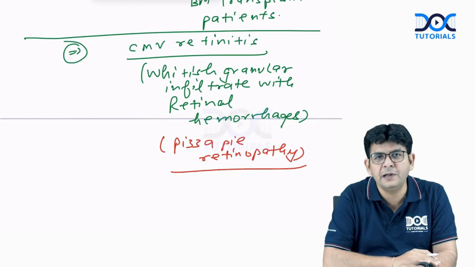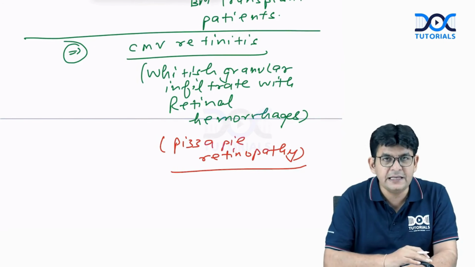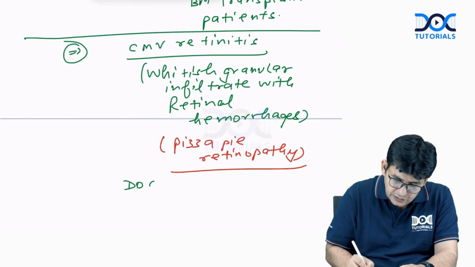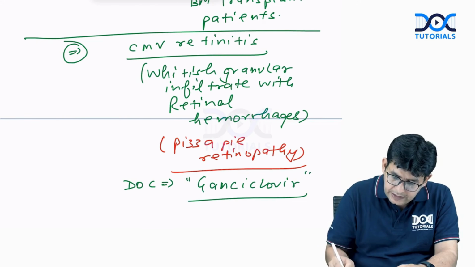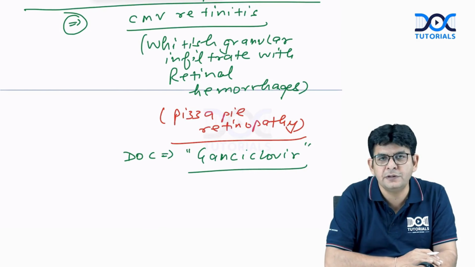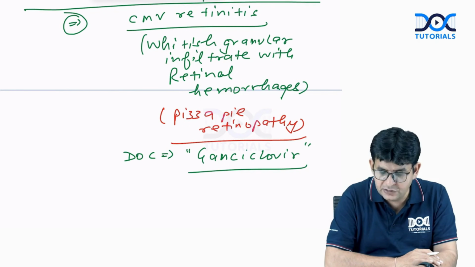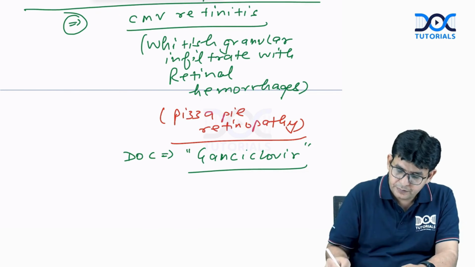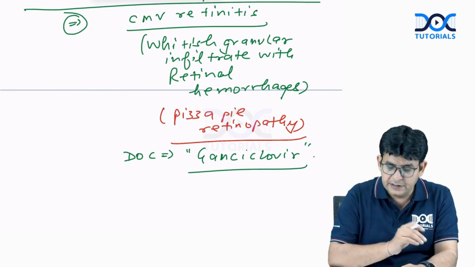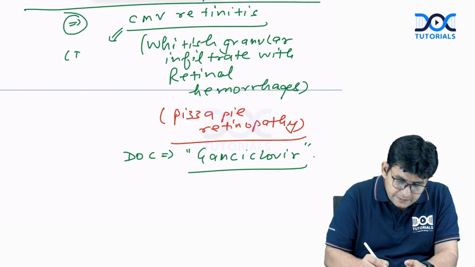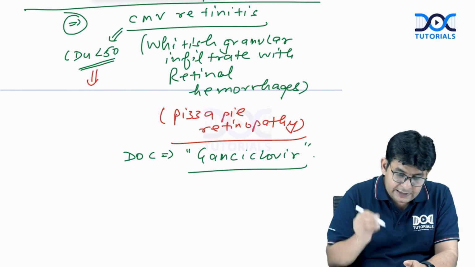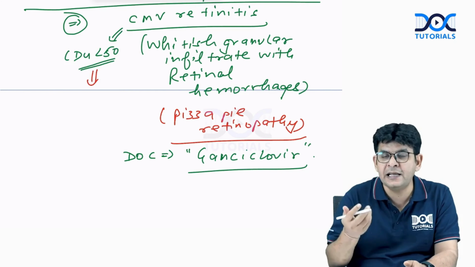Okay, pizza pie retinopathy, and that is what is termed as CMV retinitis. What is the drug of choice? This particular drug plays a wonder role to arrest the progression of this retinitis, that is ganciclovir. This is the drug of choice for CMV retinitis. And CMV retinitis mostly happens at a CD4 count of less than 50. What else can happen?